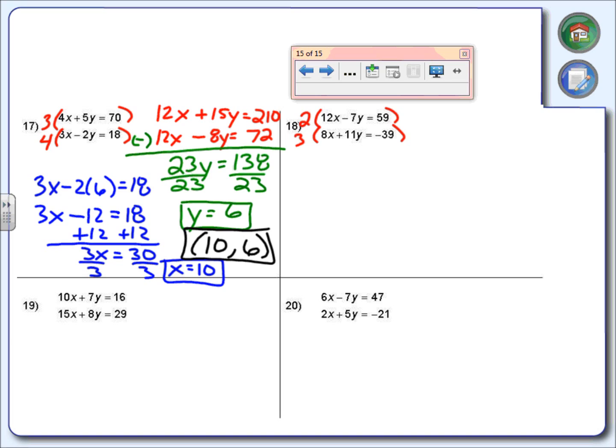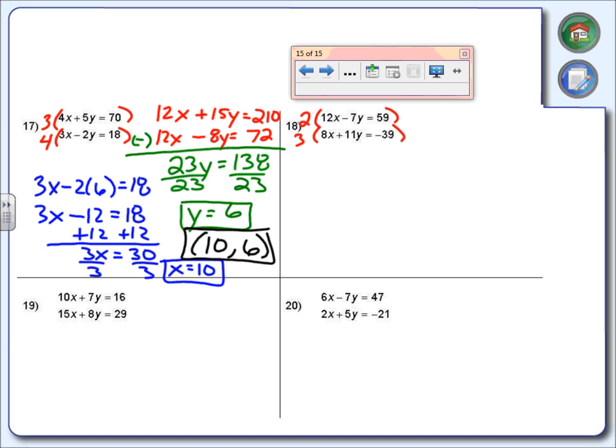Now that's not the only option. There's a couple of other options we could have used. It doesn't have to be 24. As a matter of fact, it didn't even have to be the x. I could have also tried to get rid of the y's. So there's many options. All right, let's go ahead and multiply the top equation by 2.